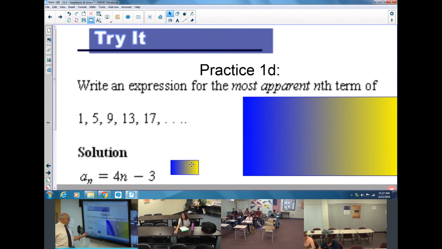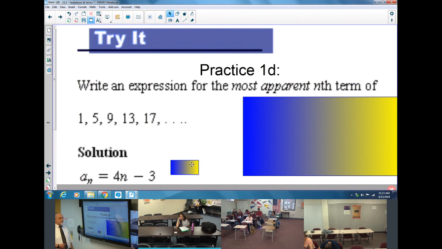When n is 1, you get 4 times 1, which is 4, minus 3 is 1. So that checks. When n is 2, the second term, 4 times 2, 8 minus 3 is 5. Once you come up with what you think the answer is, make sure that you plug in and check it, see if it's working.